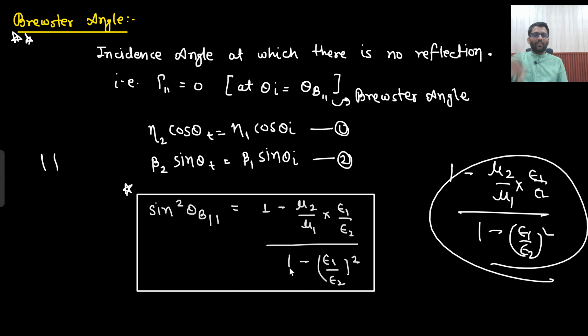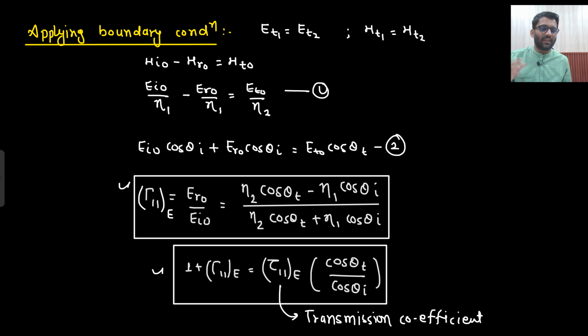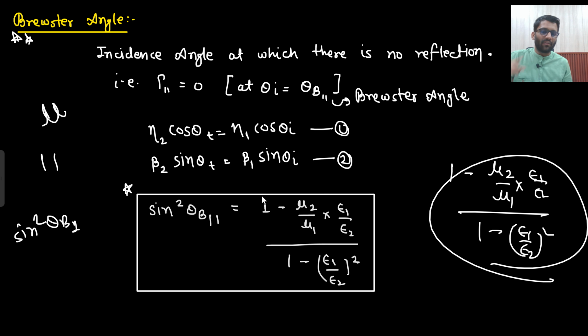I remember the formula only for parallel polarization. If I need to write down perpendicular polarization, what will I think? For parallel polarization, mu is very easy, so for perpendicular polarization, epsilon will be easy. So for perpendicular polarization, first epsilon will come: 1 minus epsilon 2 by epsilon 1 into mu 1 by mu 2, and whatever you have written, that comes downward. Is that clear to you? This is how I remember, and this is how you can also remember. 1 minus mu 2 by mu 1 into epsilon 1 by epsilon 2, divided by 1 minus epsilon 1 by epsilon 2 whole square, and that's the answer. Is that clear to you?